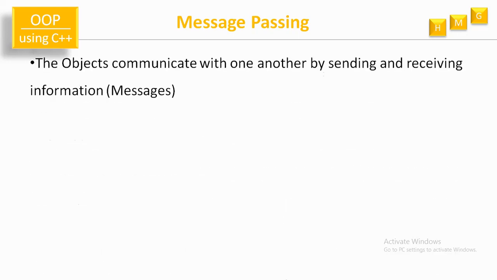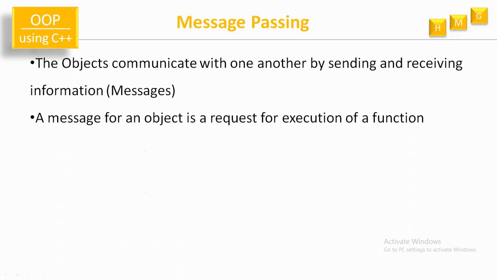Now whenever we are creating objects in a program, these objects can communicate with each other by sending and receiving information, and this information or data which is sent to each other by the objects is called messages. So with the help of one message, one object can request another object for getting certain data from it. So this is message passing.